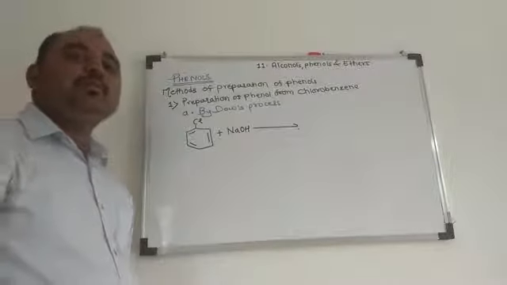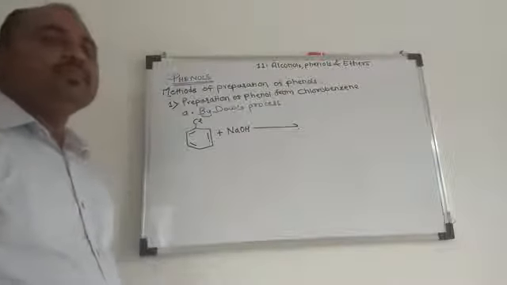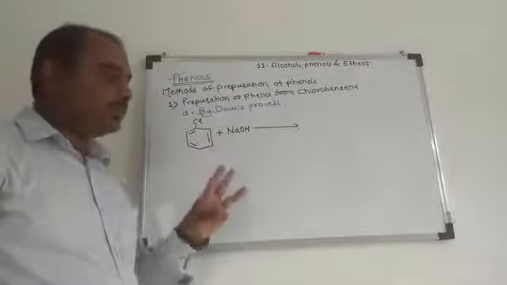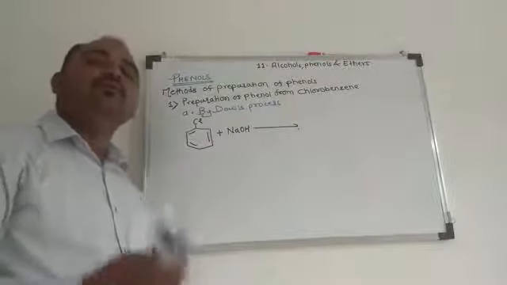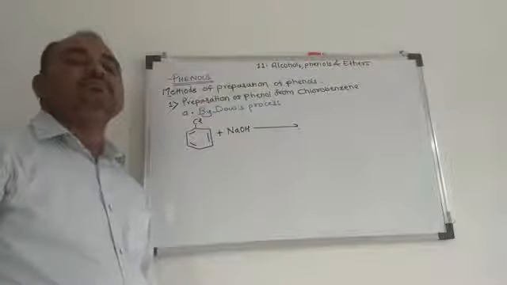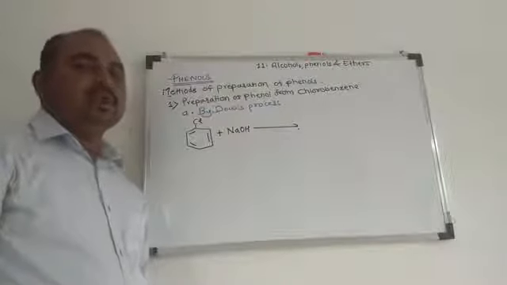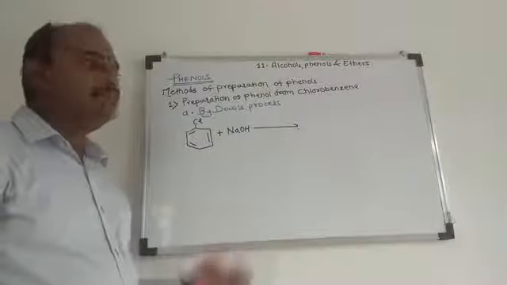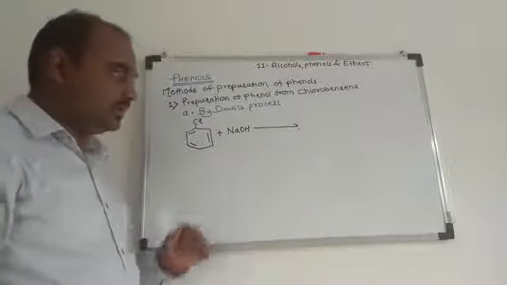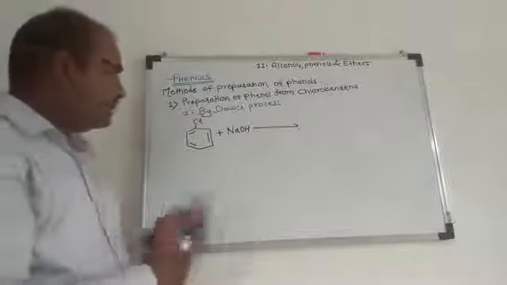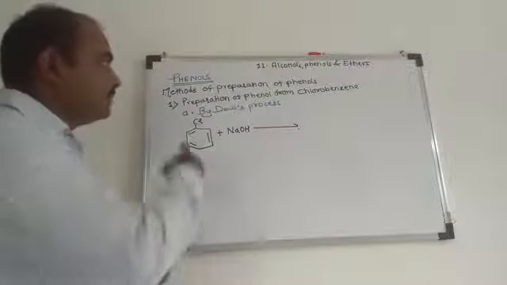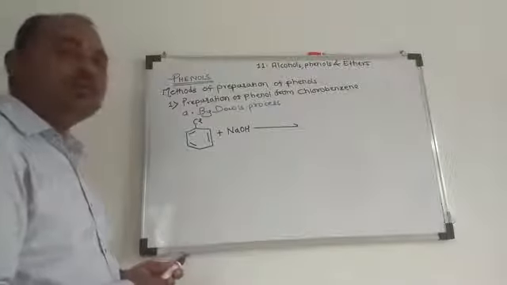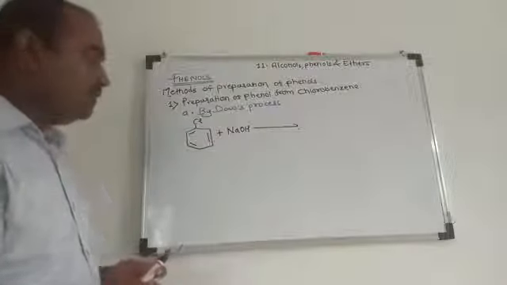Second is preparation of phenol from isopropyl benzene. Third is preparation of phenol from aniline, and fourth is preparation of phenol from benzene sulfonic acid. So there are four methods. First we are going to discuss preparation of phenol from chlorobenzene, and in that there are two processes.